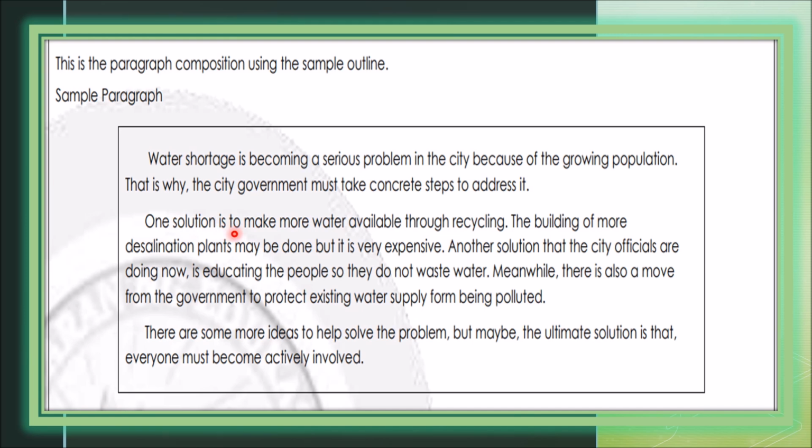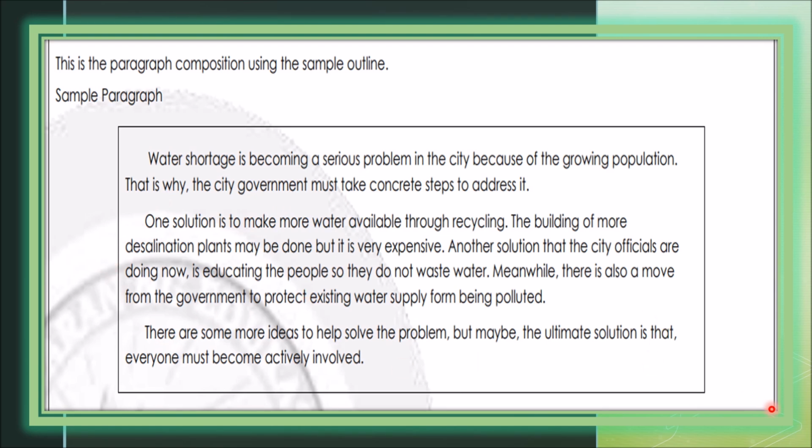One solution is to make more water available through recycling. The building of more desalination plants may be done, but it's very expensive. Another solution the city officials are doing now is educating the people so they do not waste water. Meanwhile, there is also a move from the government to protect existing water supply from being polluted. And there are some more ideas to help solve the problem, but maybe the ultimate solution is that everyone must become actively involved. So there is an introduction here, the beginning sentence, the middle, and the ending.